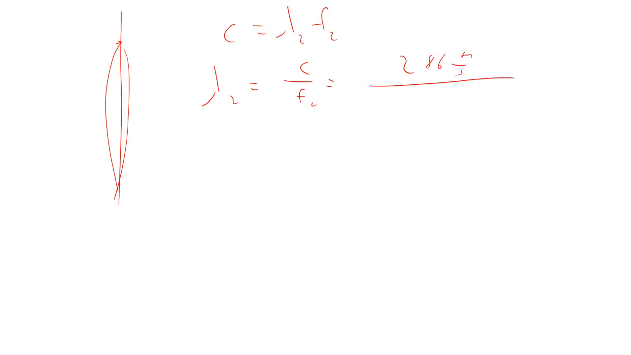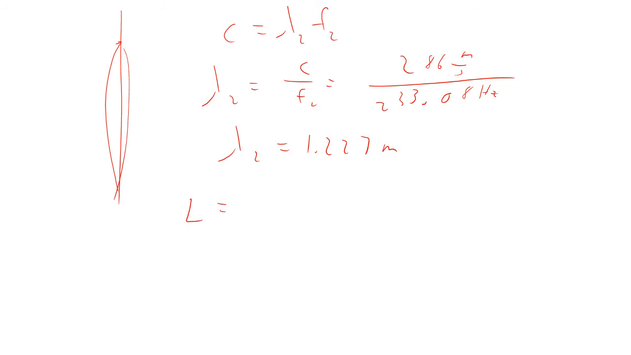It's the same string, but I want to make it shorter now. And so c equals lambda f, now it's lambda 2 f2. So lambda 2 is going to be c over f2. That'll be 286 meters per second divided by 233.08 hertz. So lambda 2 comes out to be equal to 1.227 meters.